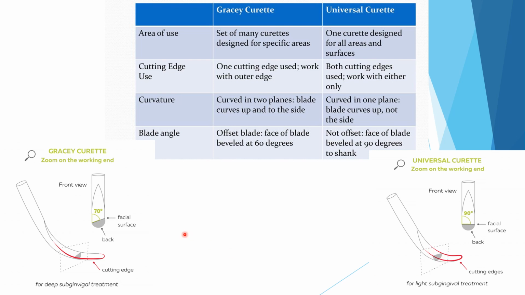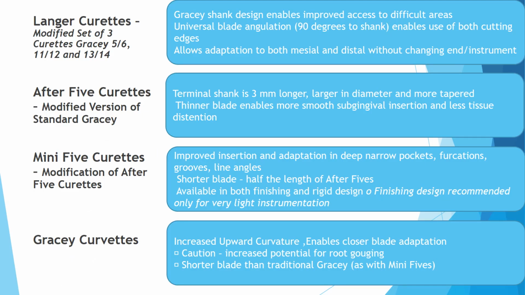Okay. Then coming to the blade angle, the Gracie has an offset blade, that is, the face of the blade is beveled at 60 to 70 degrees. You can see this is the face of the blade. And then coming to the universal curette, it does not have an offset blade. The face of the blade is at 90 degrees to the shank. So this is the 90 degrees to the shank. Also, the universal curette is used for light subgingival treatment, whereas the Gracie curette is for deep subgingival treatment.